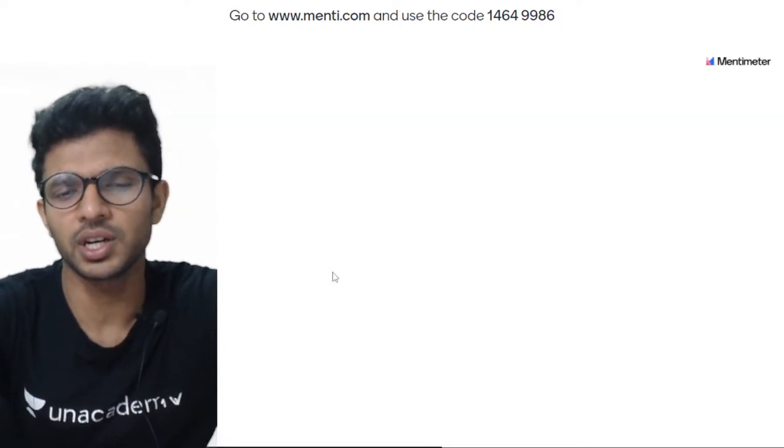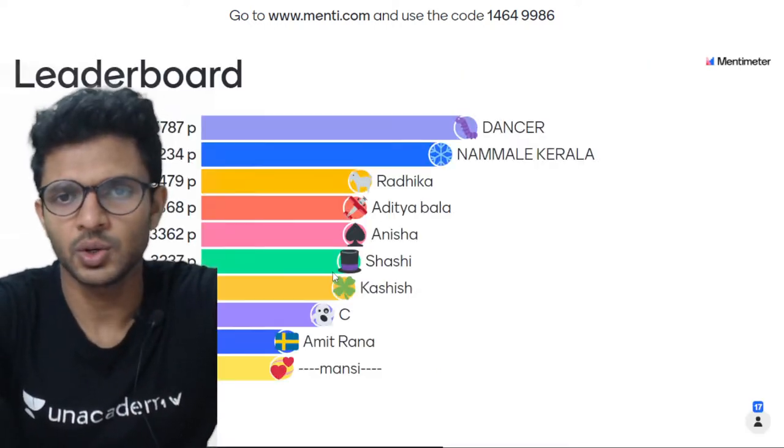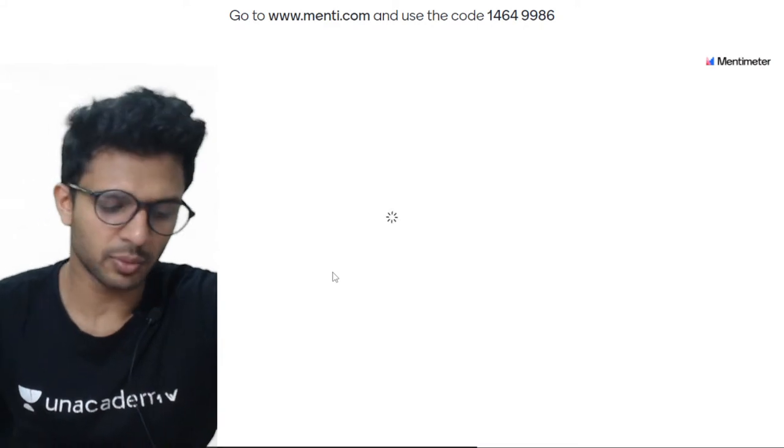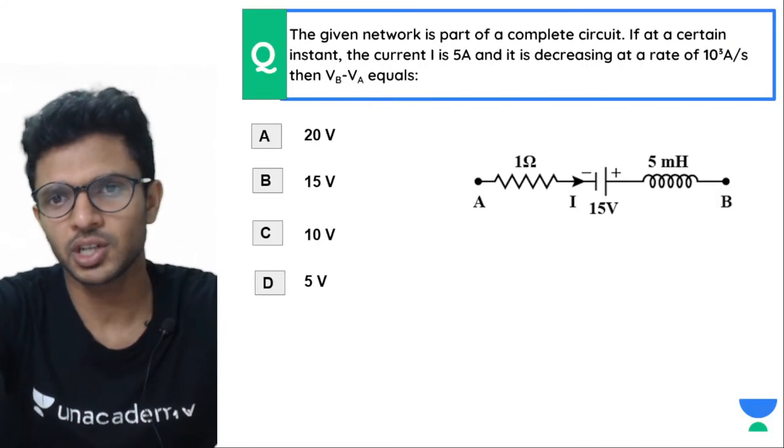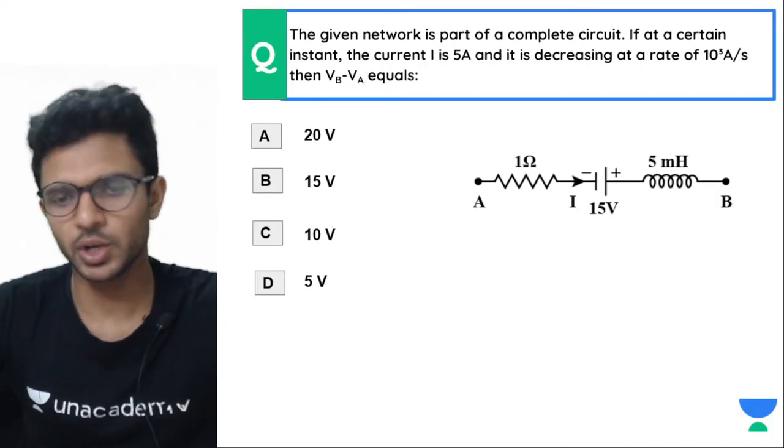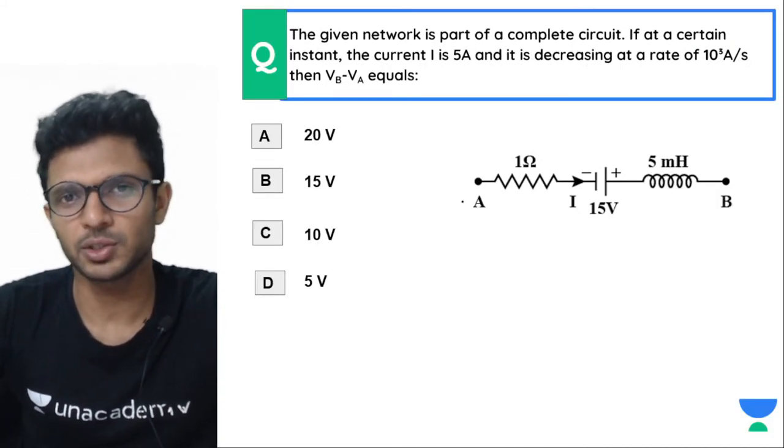Right? So let's not look into the leaderboard. So there is no point of looking into the leaderboard. So let's do the problem. Okay. Our final intention is to do as many multiple choice questions as possible. So that's what we'll do. So sorry for the troubles caused.